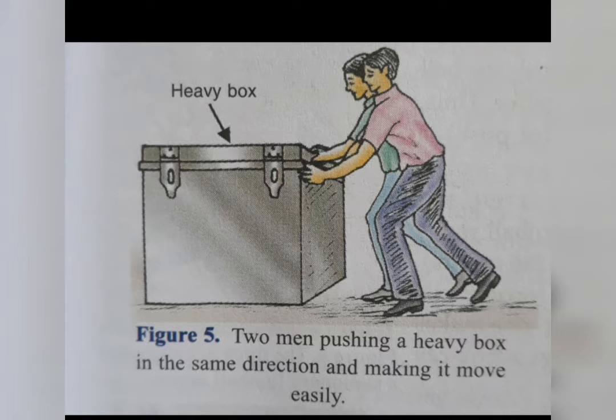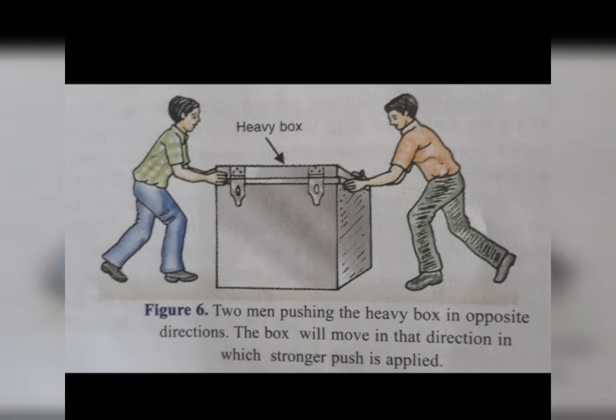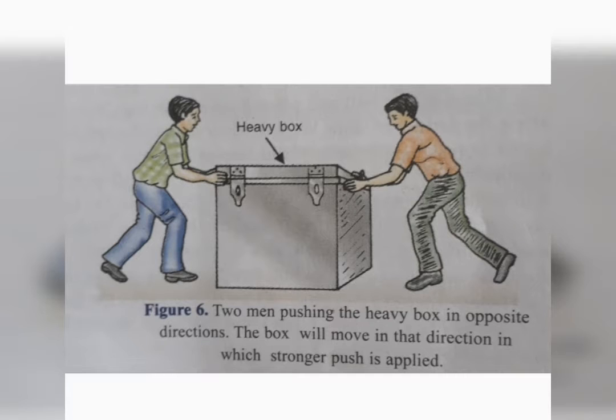Okay. Now let's take the other case. If the two forces applied to an object act in the opposite directions, then what happens? The net force acting on the object is equal to the difference between the two forces. You can also say that when two forces act in the opposite directions, their effective magnitude decreases. Let's understand it by this example.